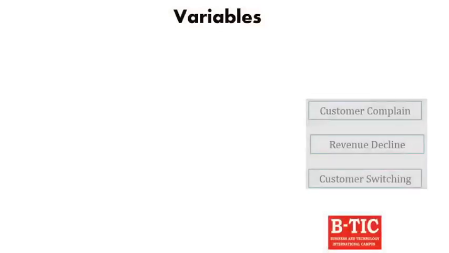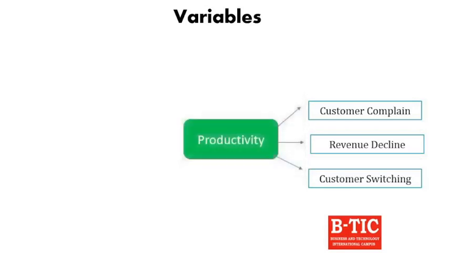Let's have one more example to understand what variables are. You take a company. If that company is experiencing customer complaints, revenue decline, customer switching, these are all symptoms. So you can figure out exactly that the problem is the productivity. When I say the problem is the productivity, that is what we call the dependent variable. And this dependent variable is depending on certain factors.